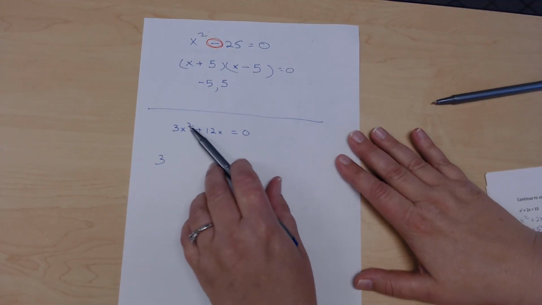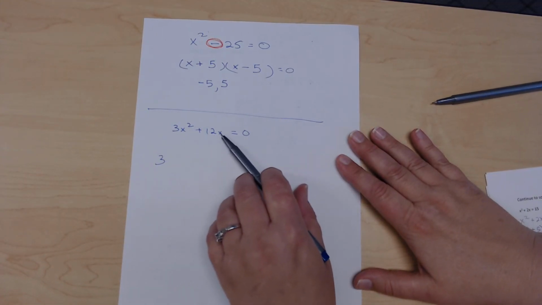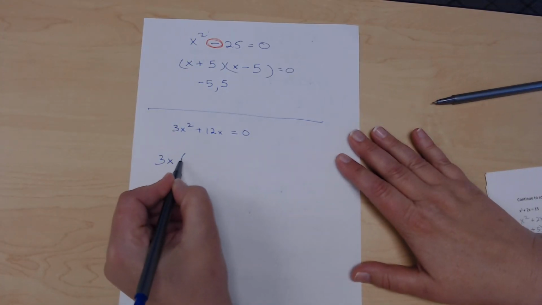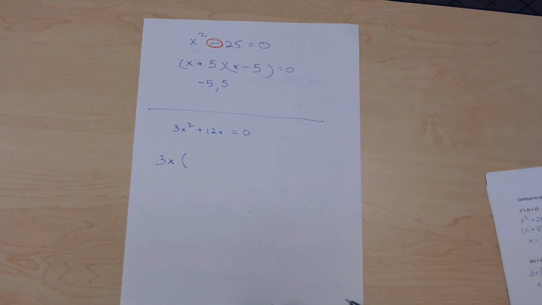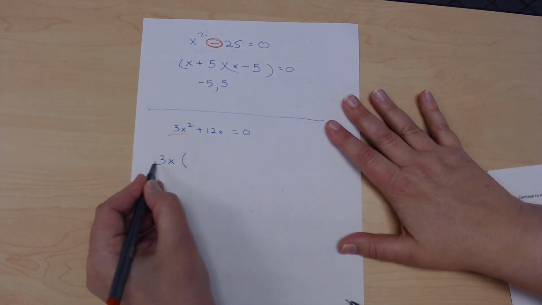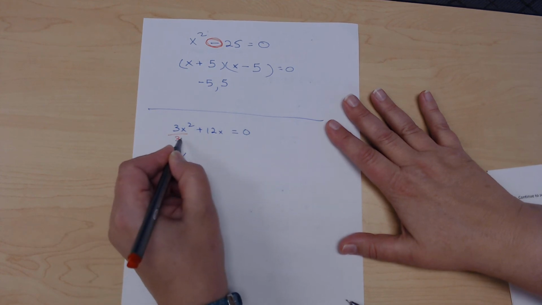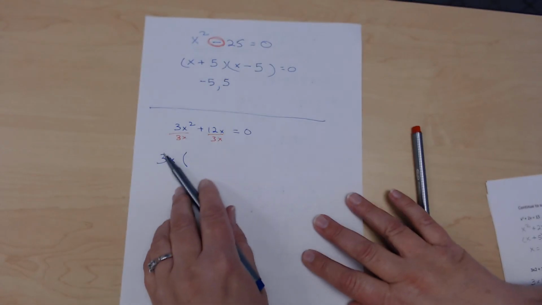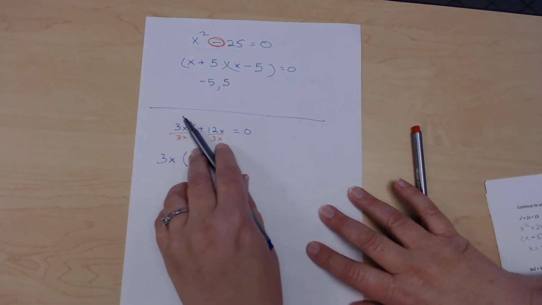Here I have 2 x's, here I have 1 x. So we can also take an x out. Okay, now we go through and write down what's left. If you get stuck with what's left, you divide by what you took out. You're going to divide by 3x. This 3x goes out in front, and now you simplify.